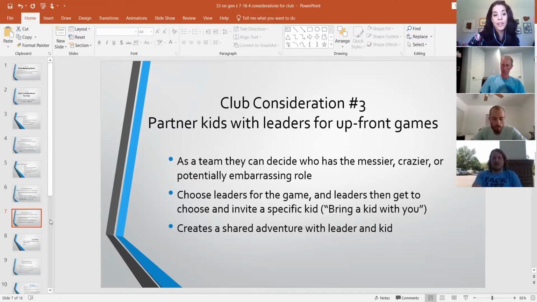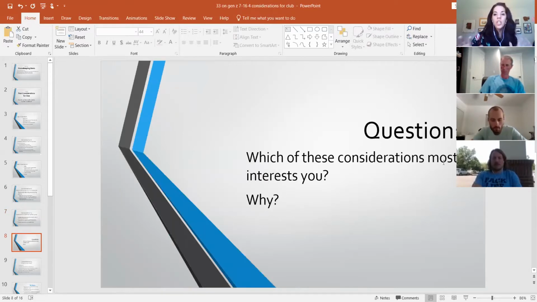So I'm going to pause here and ask this question. Which of these considerations, the first, the cabin time, creating smaller groups in the big one, doing games up front with leaders, which one interests you most and why?